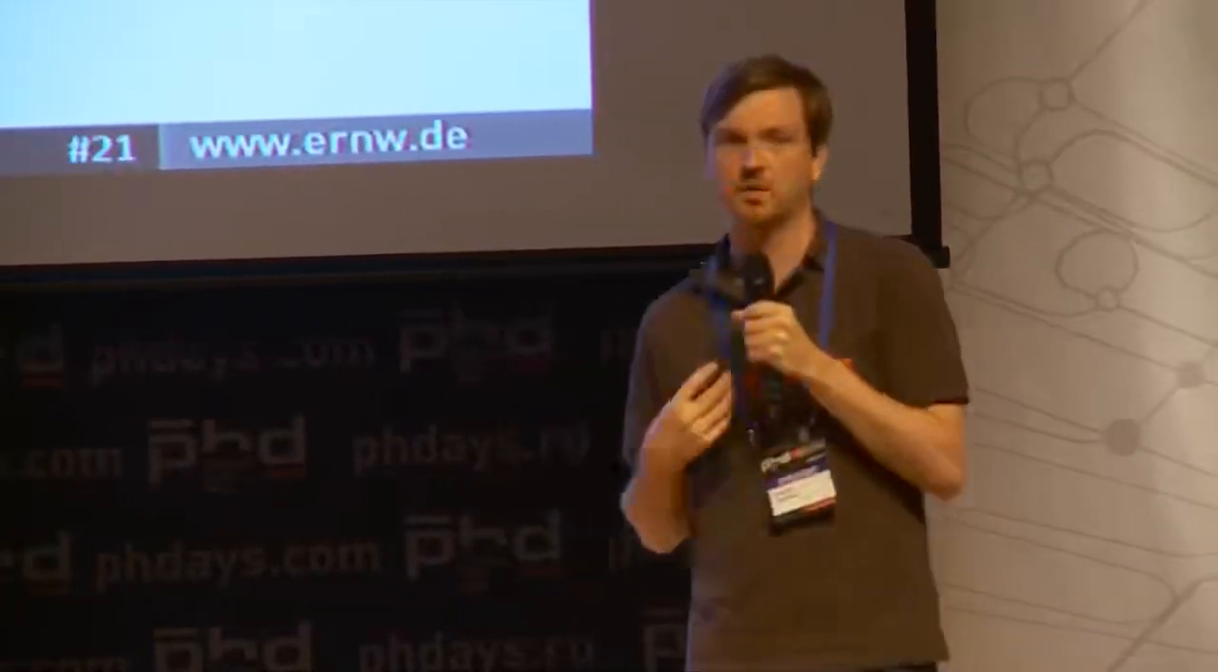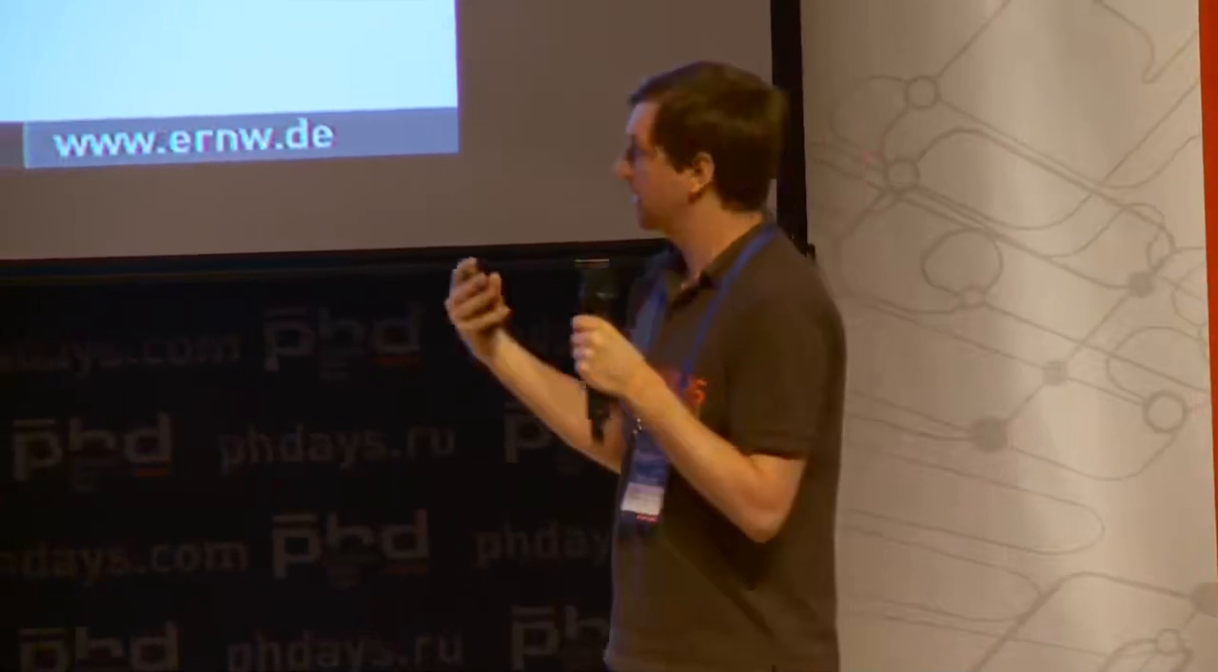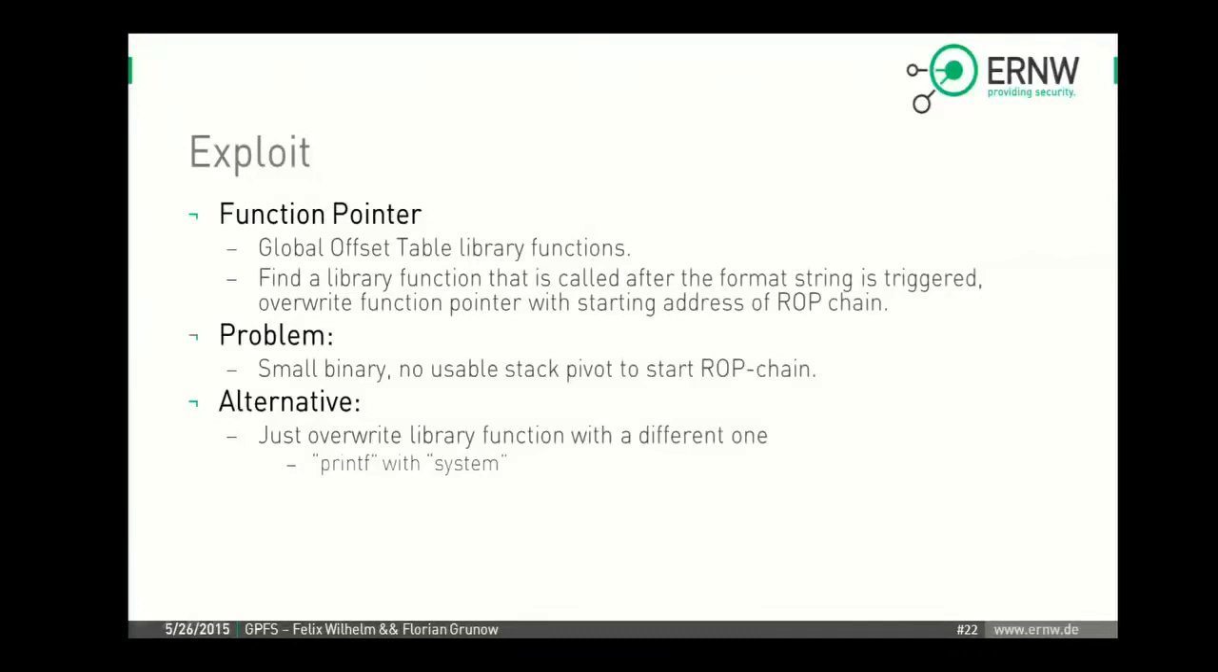In this case, this is not something that we can do because we control the stack. The stuff that we are giving as the stack is not a real stack in TS status. It is the stuff that we are sending over the network. So an info leak is not possible. Then we decided, okay, what can we override? We went for function pointers, namely the global offset table, and we tried to override library functions. What we needed to do is find a library function that is called after the format string is triggered, override its pointer, and let it point to the start of our ROP chain, for example.